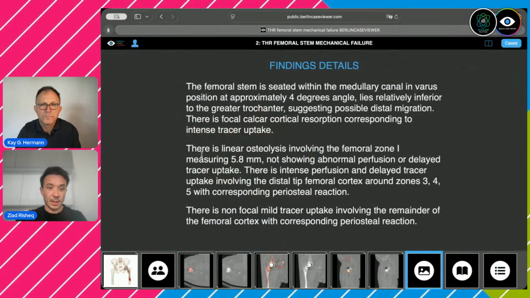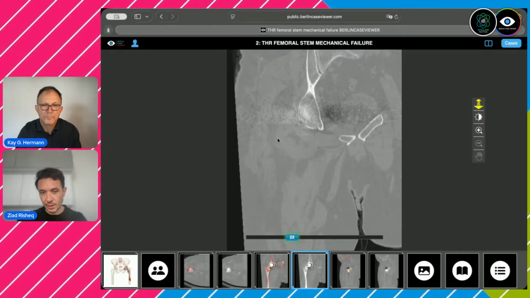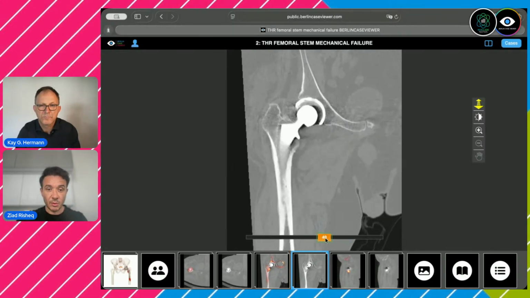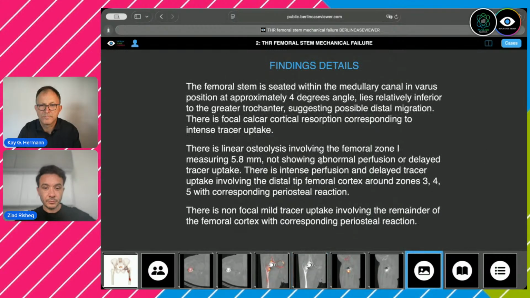And we really don't want to see this kind of osteolysis of the cortex around the medial region. And again, there is linear osteolysis involving the femoral zone 1. It was actually 5.8 millimeter. Let's take a look at that. So this is zone 1. You can see this lucency over here. Okay, this is abnormal. We don't want to see this. If it's more than 2 millimeter, you should suspect loosening in the femoral stem. And it was not showing tracer uptake.